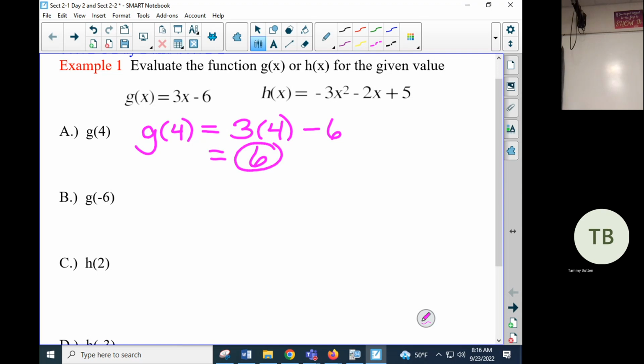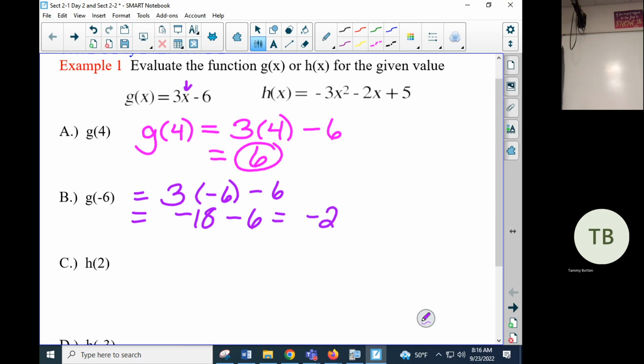Then when it says g of -6, same thing. You would just put -6 in for x. So it'd be 3 times -6 minus 6. Well, 3 times -6 is -18. -18 minus 6 is -24. Now, if you're not the best at multiplying and adding positives and negatives, you can punch this into your calculator exactly how it looks.